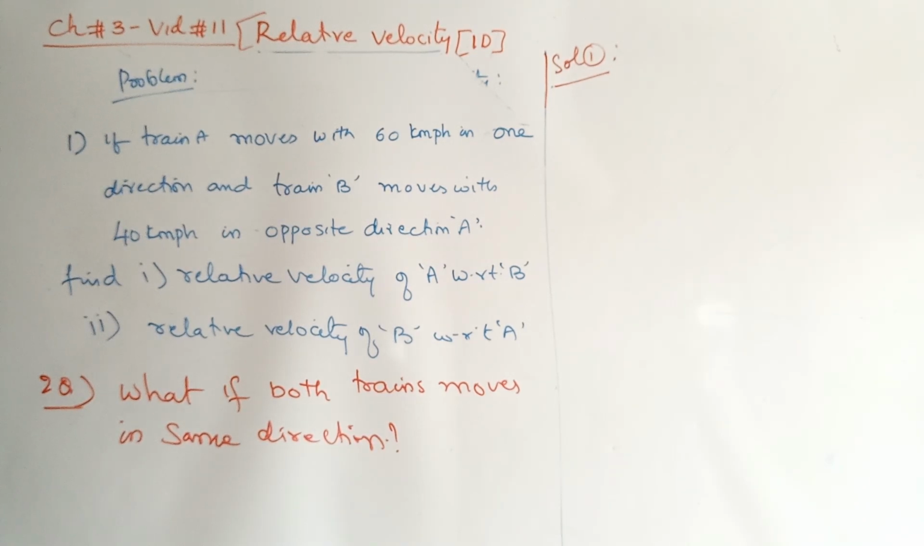If train A moves with 60 km/h in one direction and train B moves with 40 km/h in opposite direction, find relative velocity of A with respect to B and relative velocity of B with respect to A. Analyze the question and first get the concept.